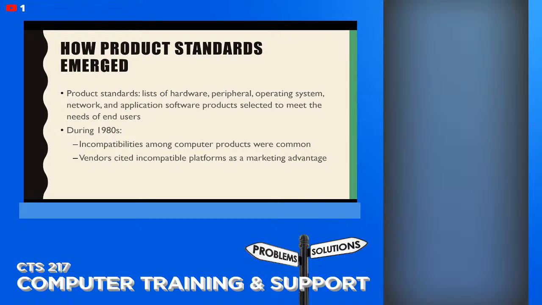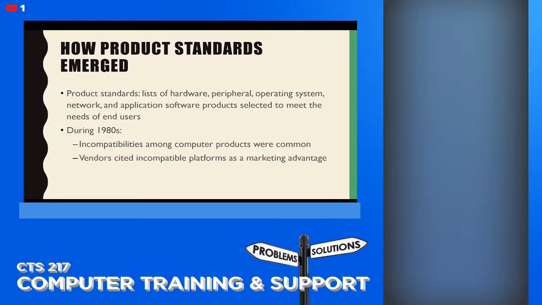Now, the vendors thought this was great, right? Because if we could get this horizontal integration of all of our products for our one computer, then everybody who has to buy our one computer has to also buy these specific products to go along with it.